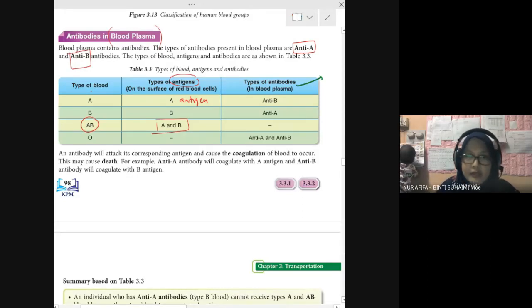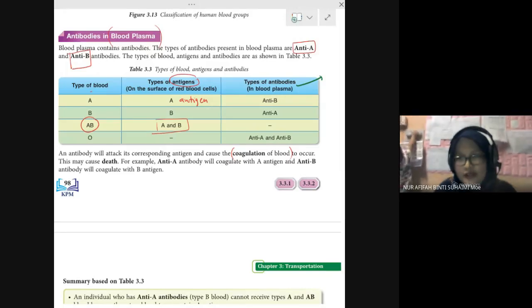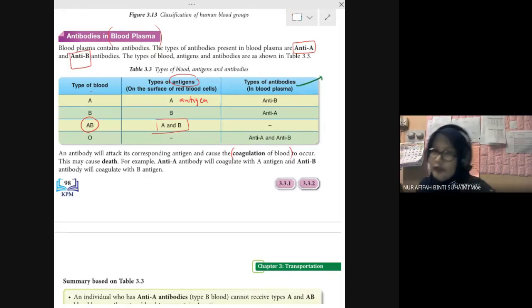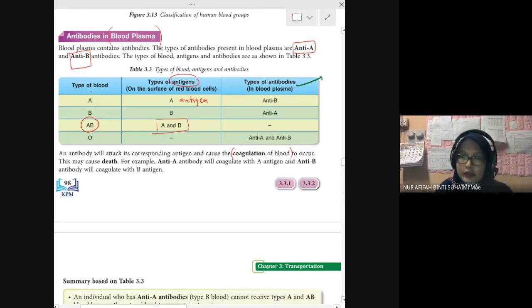If you mix the blood group A and B, the coagulation of blood will occur. Coagulation of blood means the blood separate, not dissolve with each other. So it will coagulate, it will separate. So what happens if your blood coagulate or separate? It cannot do their function, cannot transport the oxygen properly. So it will lead to death. Okay. Now this may cause death.